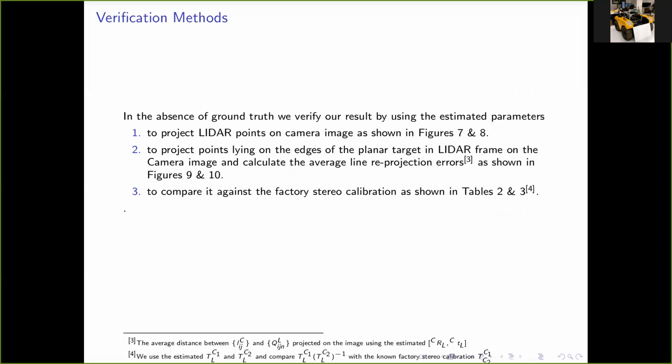Since it is difficult to benchmark our algorithm in the absence of ground truth, we use indirect methods to check the veracity of the estimates we obtain. First, we use the estimated extrinsic calibration parameters to project LIDAR points onto the camera image and do a qualitative visual examination. Second, we use the estimated extrinsic calibration parameters to project only the LIDAR edge points onto the corresponding edges on the camera image and calculate the average line reprojection errors.